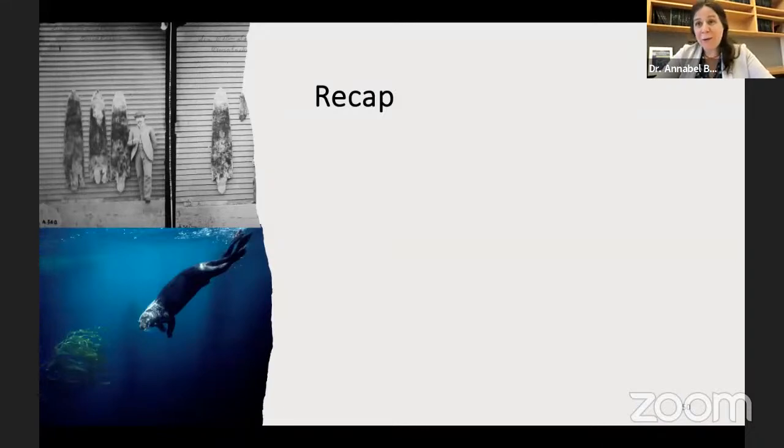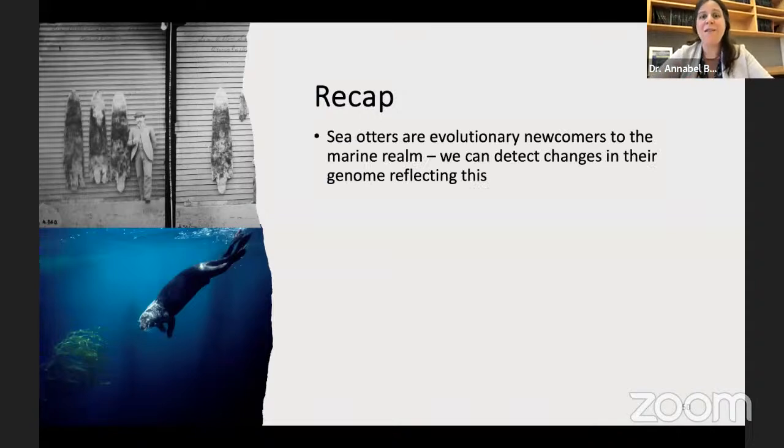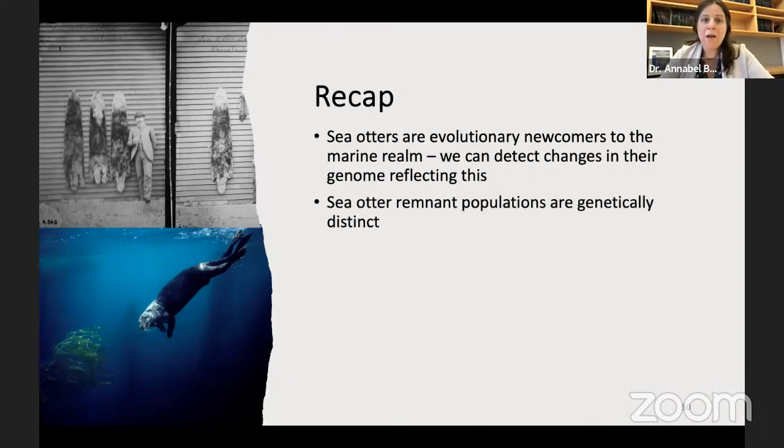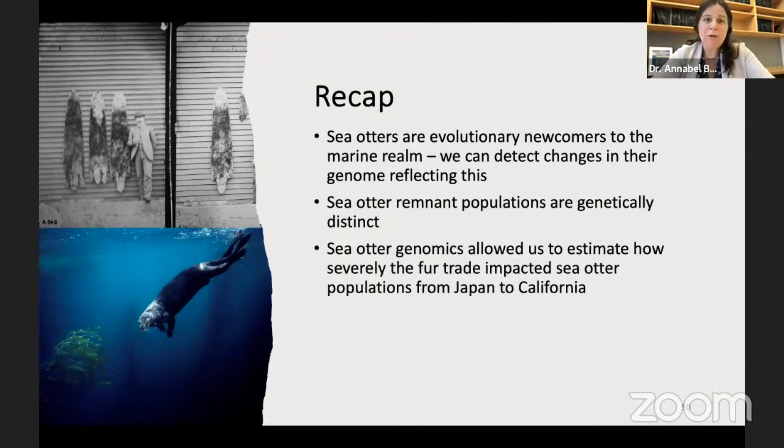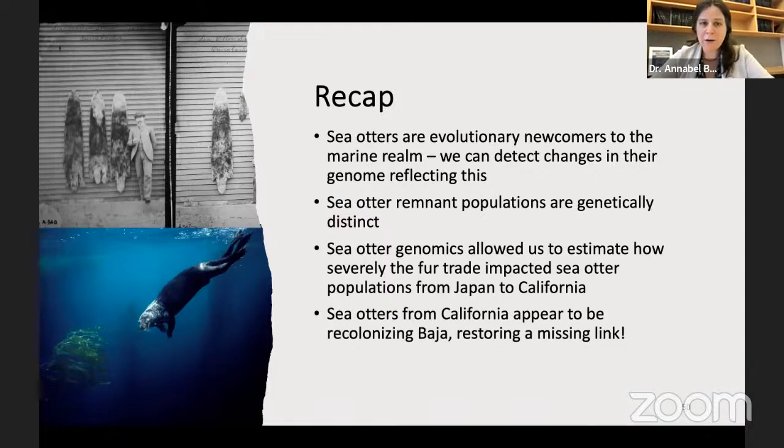So I want to recap a bit of what we've talked about today. We've talked about how sea otters are evolutionary newcomers to the marine realm, and we can detect changes in their genome that reflects this. Sea otter remnant populations are genetically distinct. They're all their own sort of little genetic profile, which is extremely cool. We use sea otter genomics to actually estimate just how severely the fur trade impacted all those remnant populations, all the way from Japan to California, really underscoring what a catastrophic event this was for sea otters.